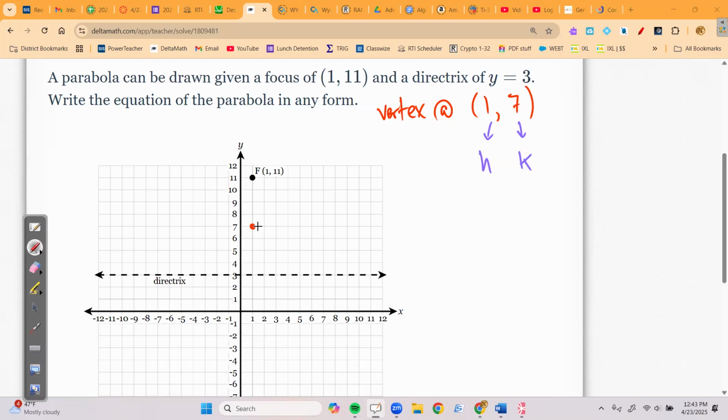Based on the lesson so far, I hope you agree that the parabola opens up like this. Do you? It's always going to open away from the directrix. And so if the directrix is a horizontal line down here, the parabola is going to open up or down away from it. And so we're going to choose the vertical formula, which was the first one. You wrote it down on the left side of your paper.